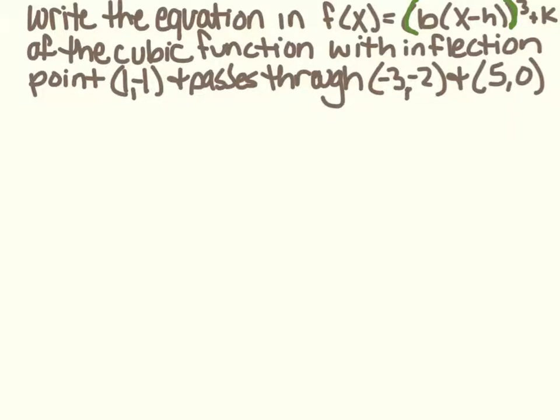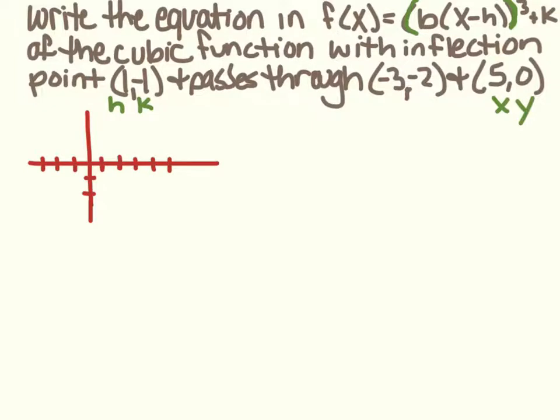So we're going to write the equation of the cubic function with inflection point (1, negative 1), and passes through (negative 3, 2) and (5, 0). So sometimes they're going to give you 2 points, and that's fine. You can use either one. I just went ahead and gave you 2 in here just so you could see that it doesn't matter. You can pick whichever one you like to use for x and y. So this will be our h and our k. And I like (5, 0), so I'm going to use 5 and 0 for my x and y.